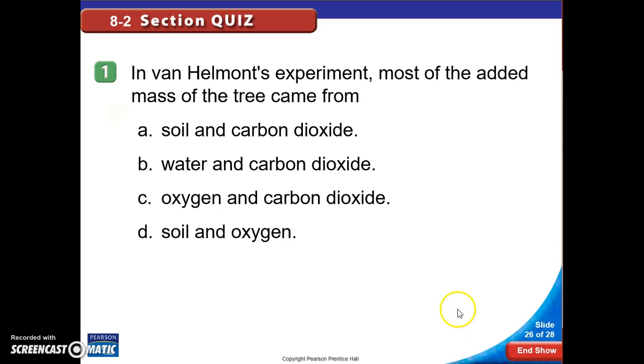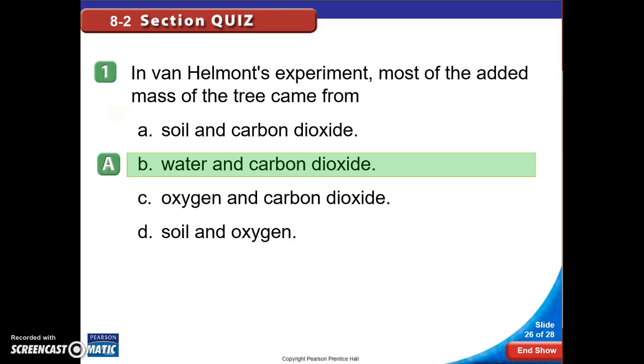Okay, here's a quick quiz again. Stop to make sure you can answer these questions. The first one, in Van Helmont's experiment, most of the added mass of the tree came from water and carbon dioxide. So that's what makes up the mass of a tree. It's what makes a tree grow, the addition of water and carbon dioxide. It's not the soil.